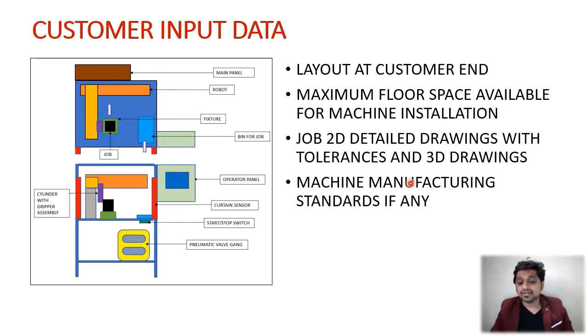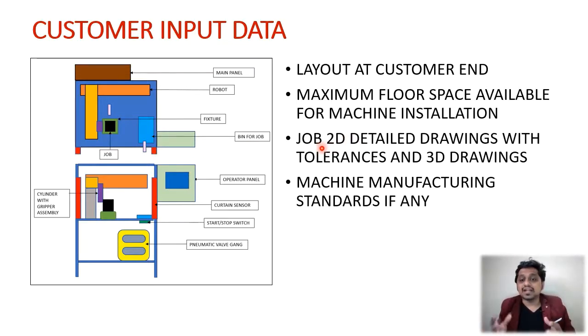Now here, layout at customer end. Our machine is going to be installed at the customer end, so the customer will have its own layout over there. We should ask the customer for its layout, so that we are sure that our machine is going to be fixed at the right position. Then maximum floor space available. Definitely from the layout we can get an idea of how much space we have, so that we can decide the machine height, its depth or its width, right? So all these parameters are very important.